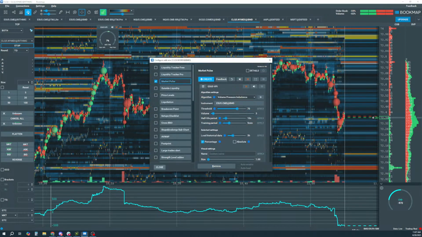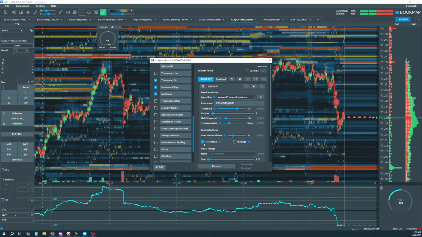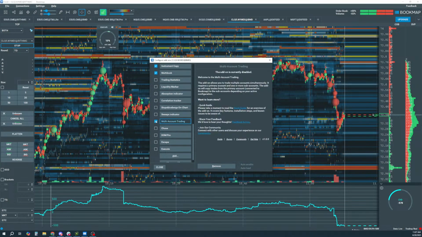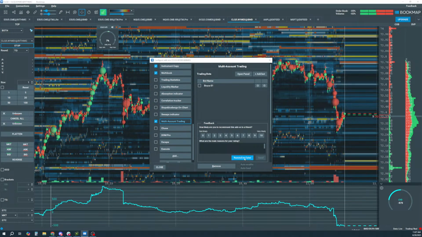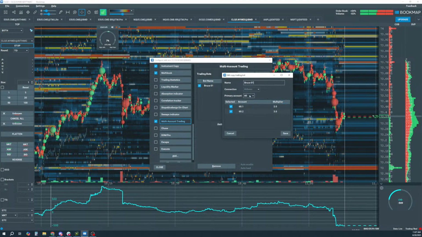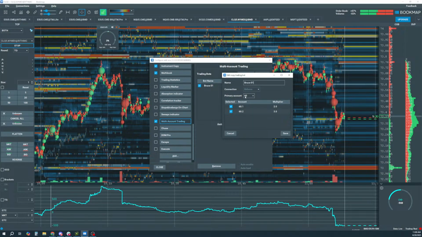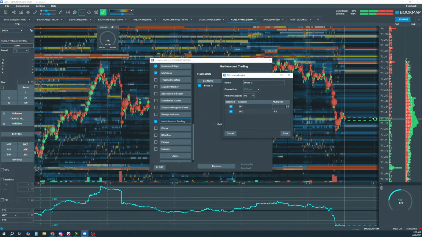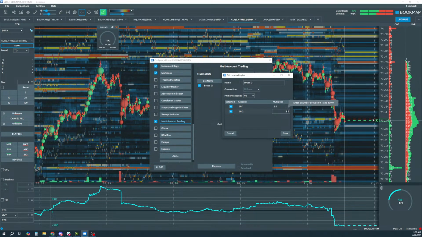Okay, so the way you do that, open up your configure add-ons in here, and then we'll open up the multi-account right here. I don't have it turned on at the moment, so let's turn it on. I have 3 accounts in here: the primary account of 60, and then from Rhythmic, 60.1 and 60.2. I put in a multiplier here of 2. You can put in 1.5, or 3 or 4, whatever you want, and then we can save it.